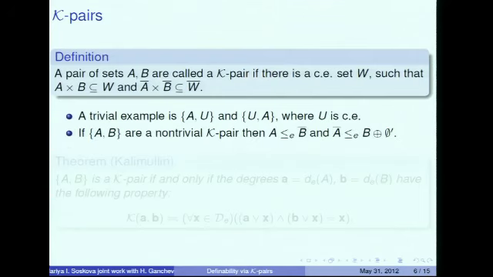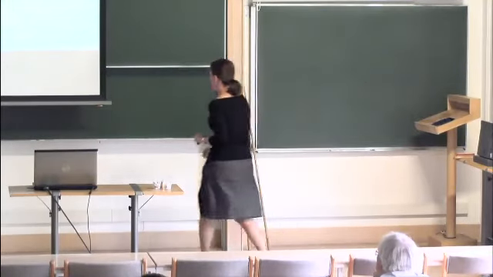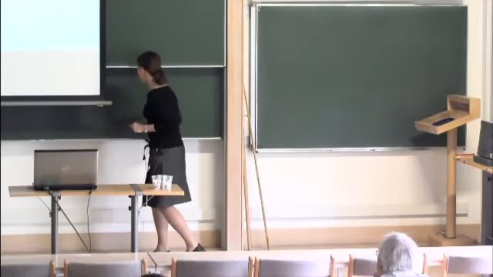One property, which is going to be used later on, is that if A and B are a non-trivial k-pair, then A is enumeration reducible to the complement of B, and the complement of A is enumeration reducible to B join 0 prime. Now, just to get used to this definition, I'm going to prove the first property.